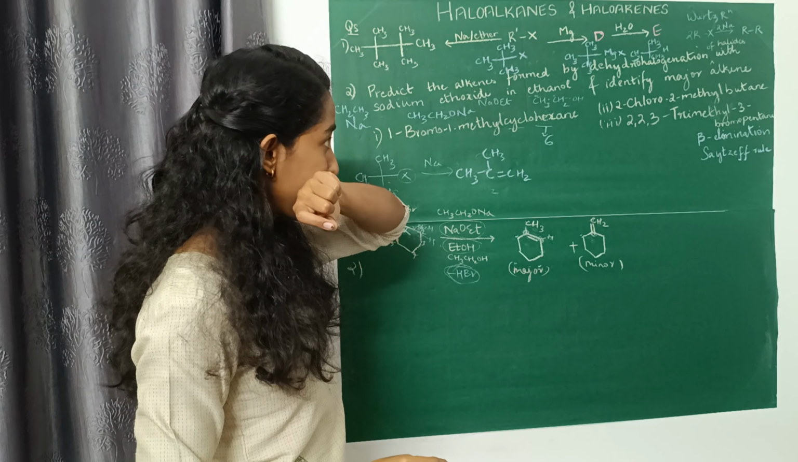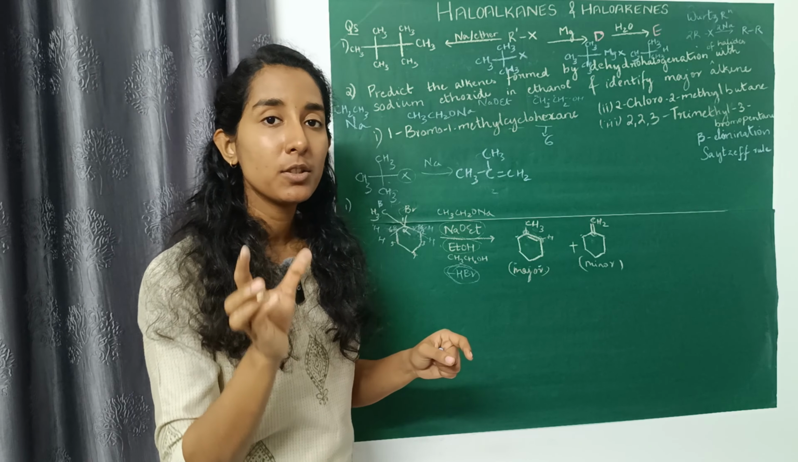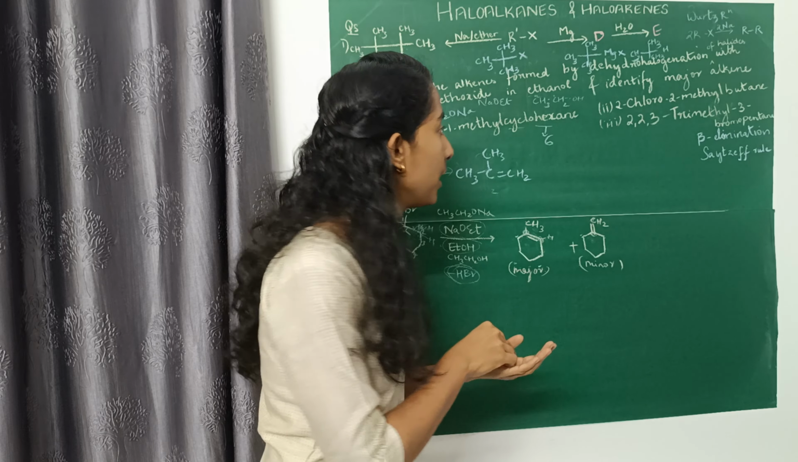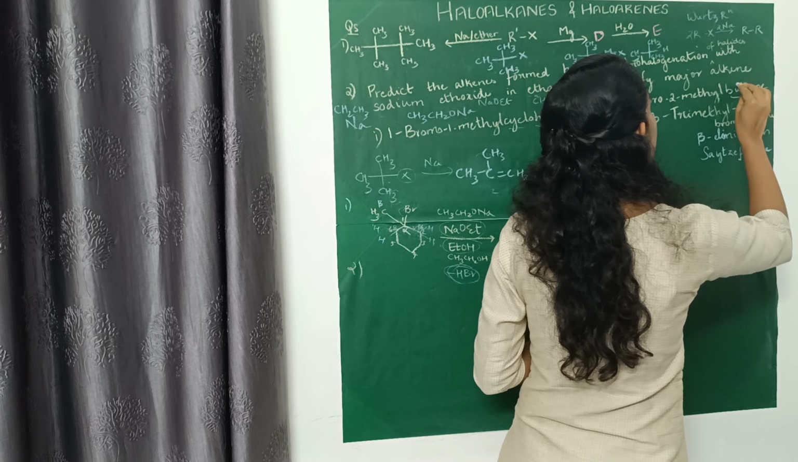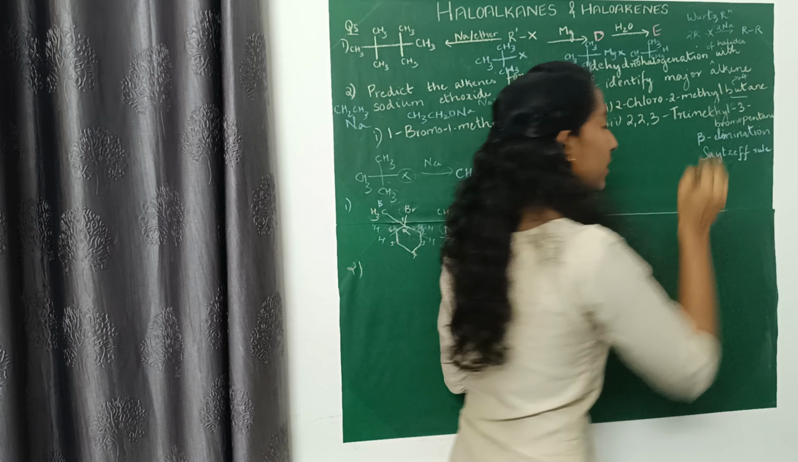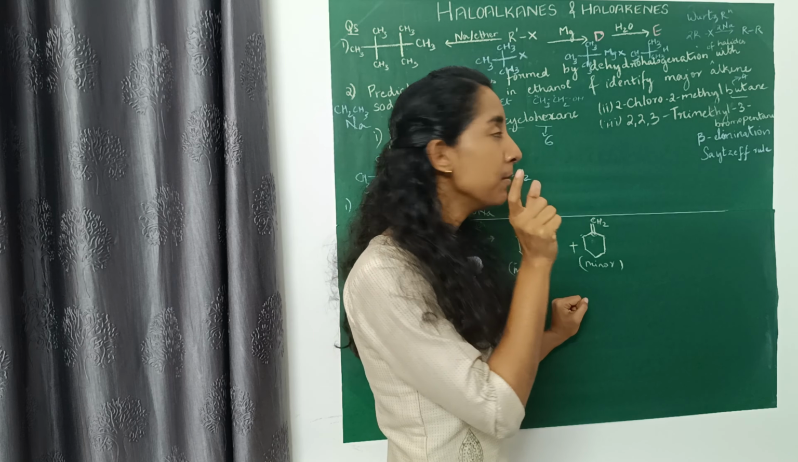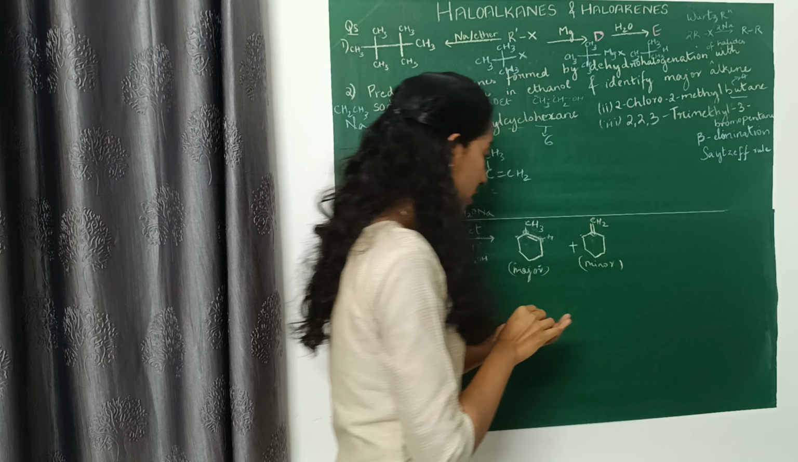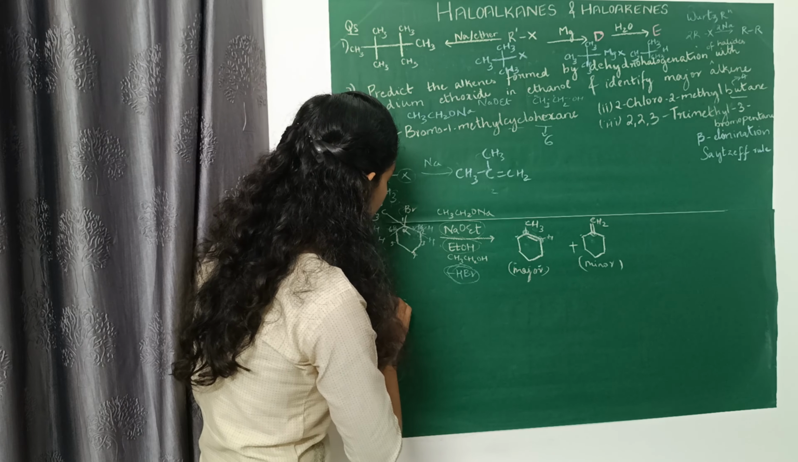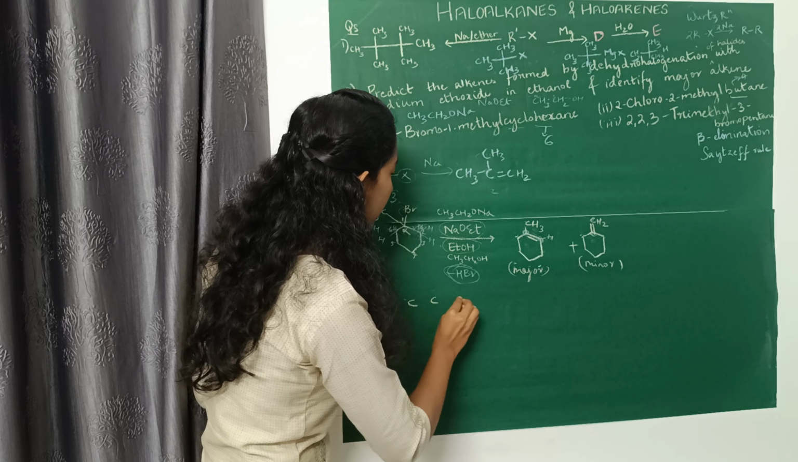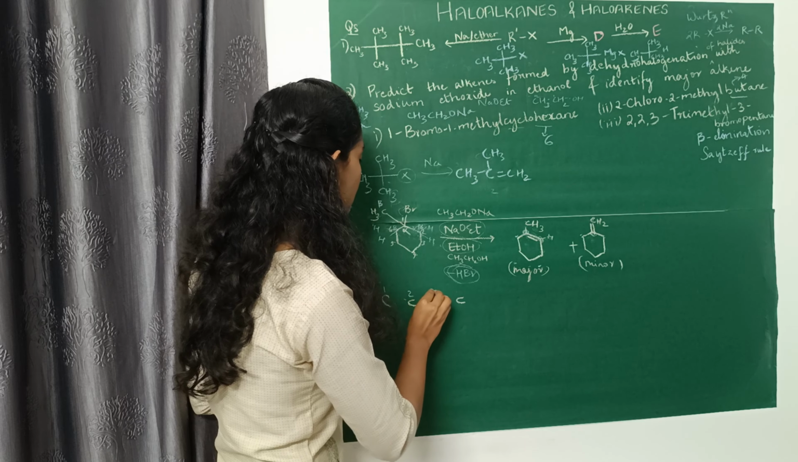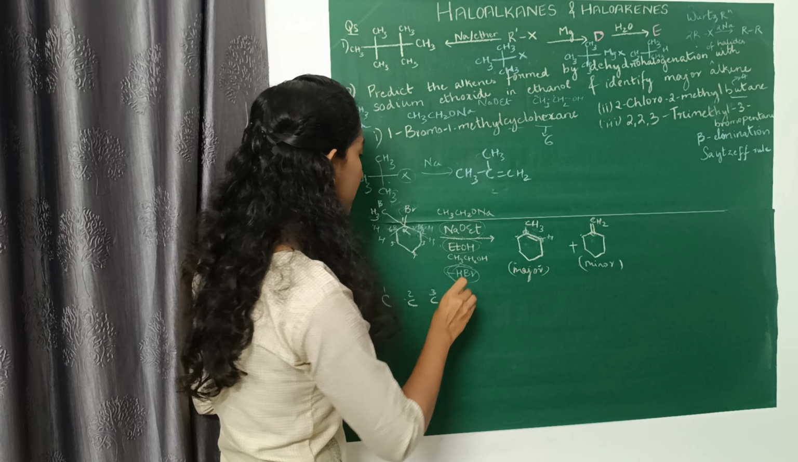Okay, so first you need to identify the compound. 2-chloro-2-methyl-butane. What is butane? Butane basically has 4 carbon atoms in the alkyl chain. So let's draw butane: 1, 2, 3, 4. You can number it 1, 2, 3 and 4.